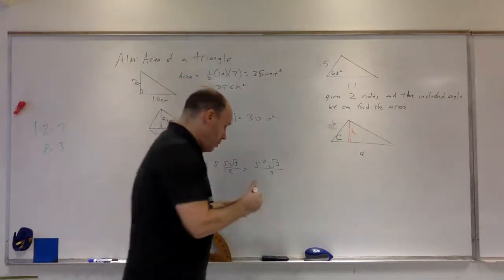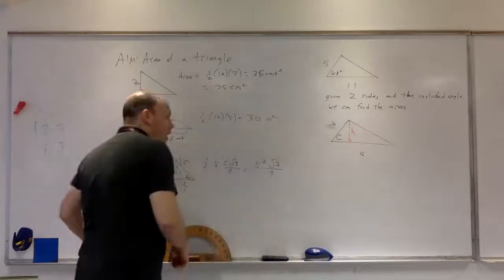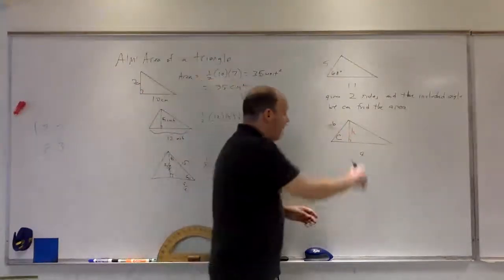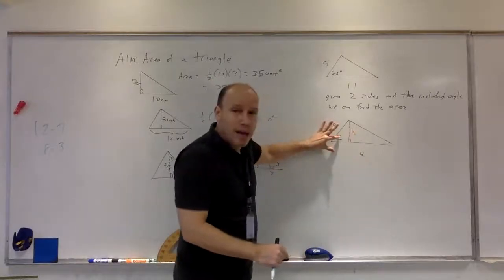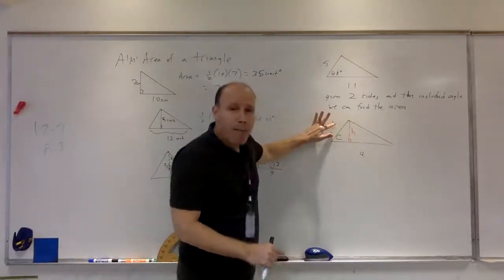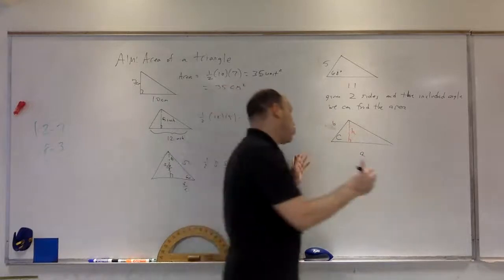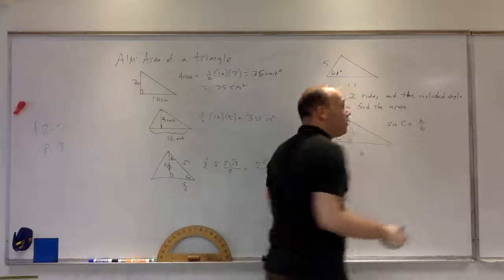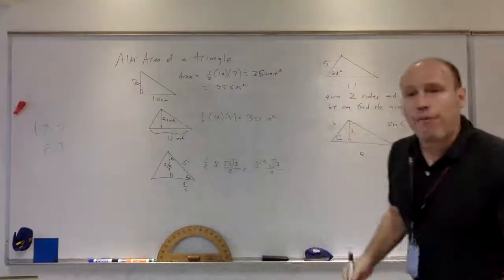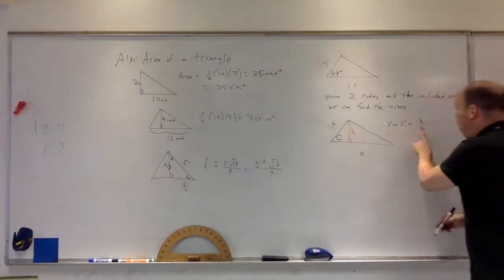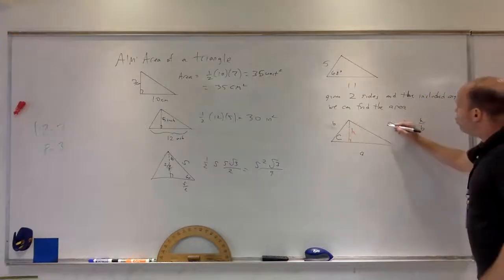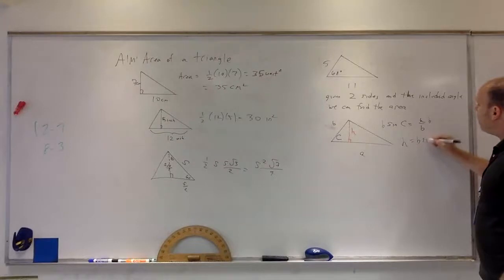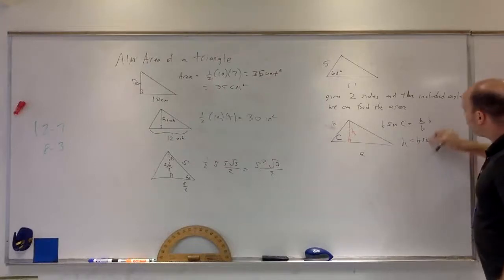So you're looking at this and you say, Mr. Adler, we have a right triangle here. If I'm standing at angle C, I have the opposite and the hypotenuse. That's sine. So sine of C is equal to h over b. If I want to solve for the height, how do I undo division? I multiply both sides by b, and we get h equals b sine C.